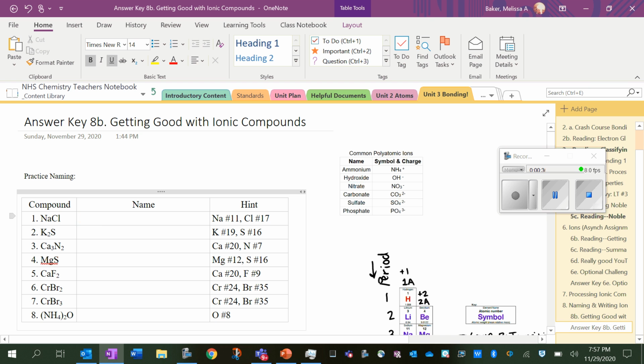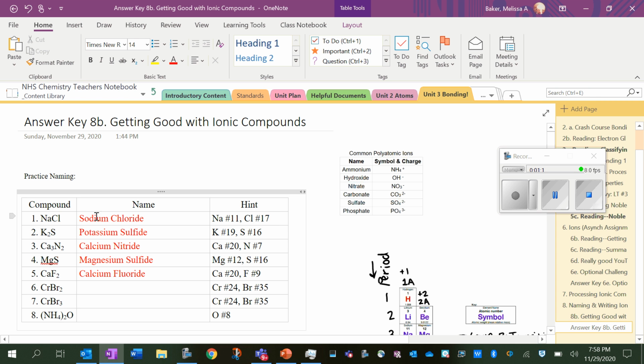So let's type this one in. So this would be sodium. Oops, I don't want it underlined. Sodium, and instead of chlorine, it'd be chloride. Next one, K is potassium, and then instead of sulfur, it's sulfide. Calcium, instead of nitrogen, nitride. Magnesium, again, another sulfide. Calcium fluoride. And then we get to a transition metal.